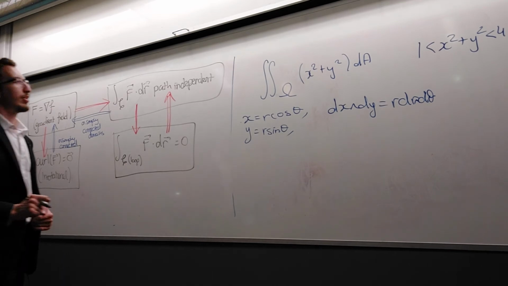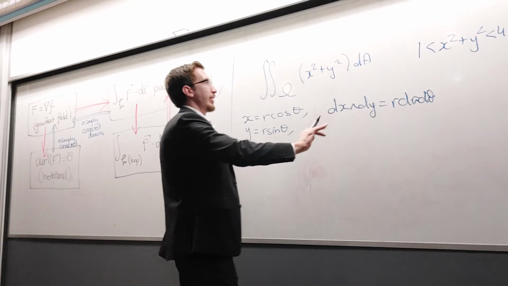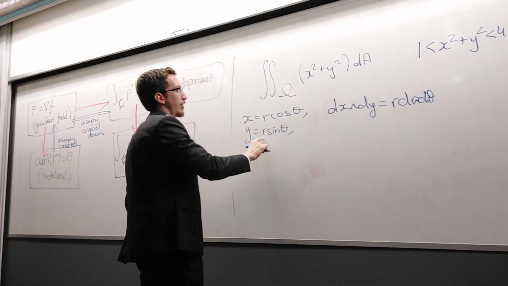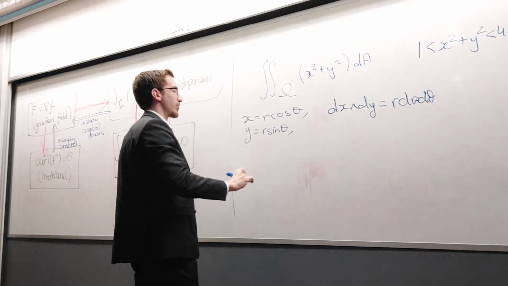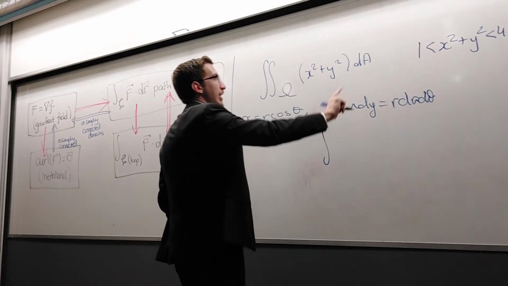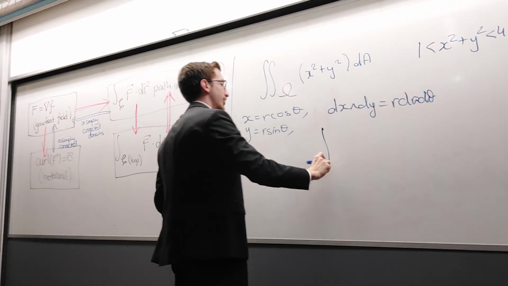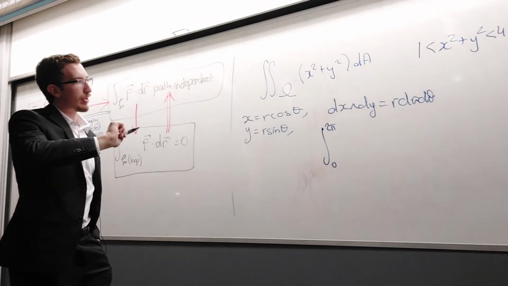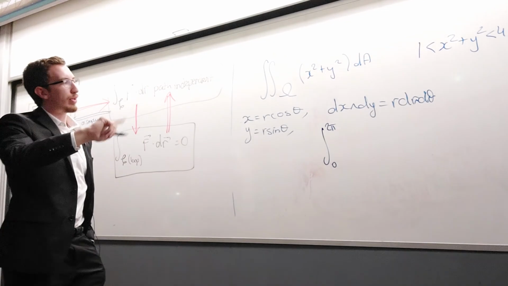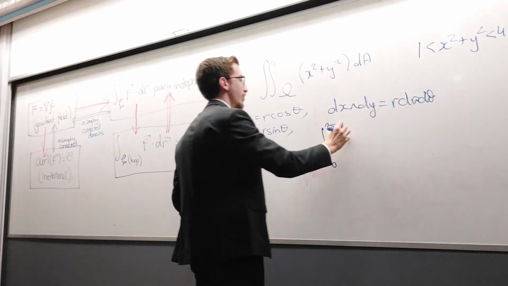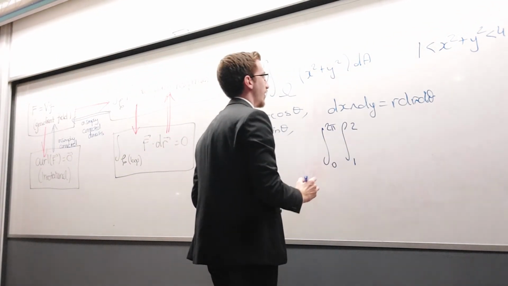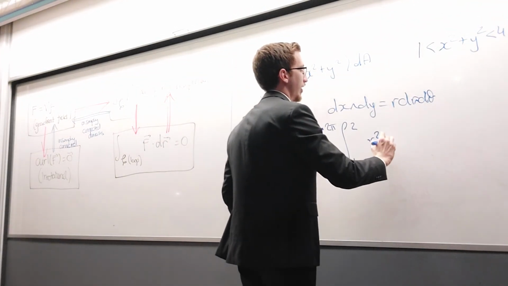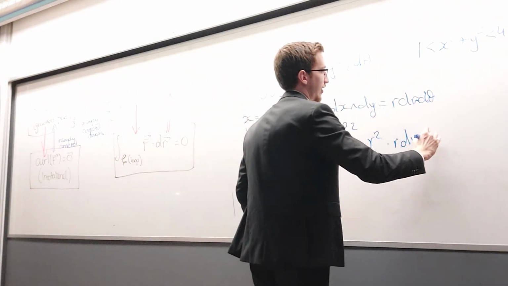Okay, so what do we see? Well, I can write x squared plus y squared as r squared cos squared plus r squared sine squared, so it's just r squared. Omega is characterized by, well, the theta parameter is from 0 to 2 pi. The radial parameter is between 1 and 2. x squared plus y squared is r squared. And then I have r dr d theta.